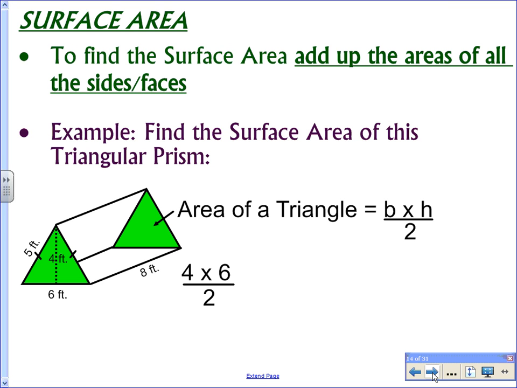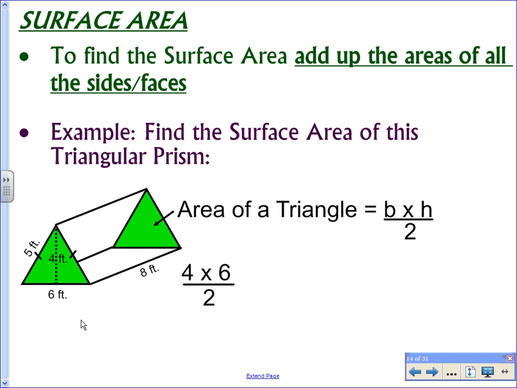Next, we're going to find the surface area of a triangular prism. It's the same idea. You're going to add up the areas of all the sides or faces. We're going to start off by finding the area of the triangle. The front and the back are our 2 bases, the 2 congruent polygons. We're going to start off finding the area of those triangles by multiplying base times height divided by 2. That's the formula for the area of a triangle.